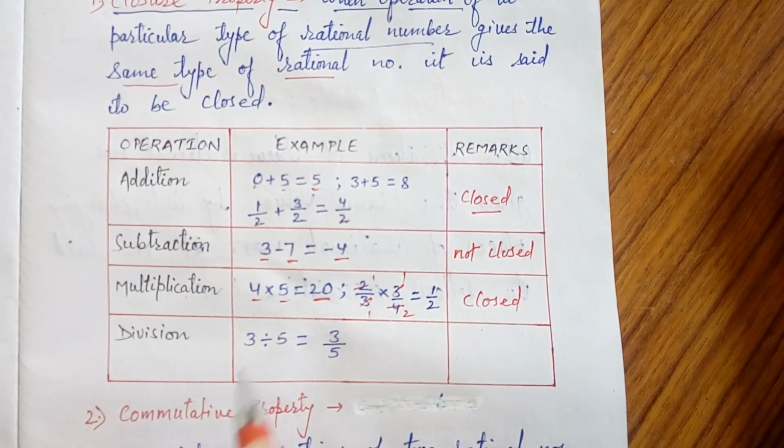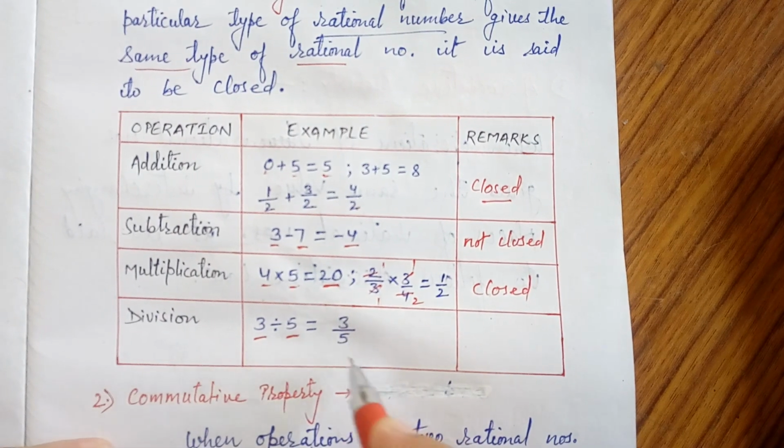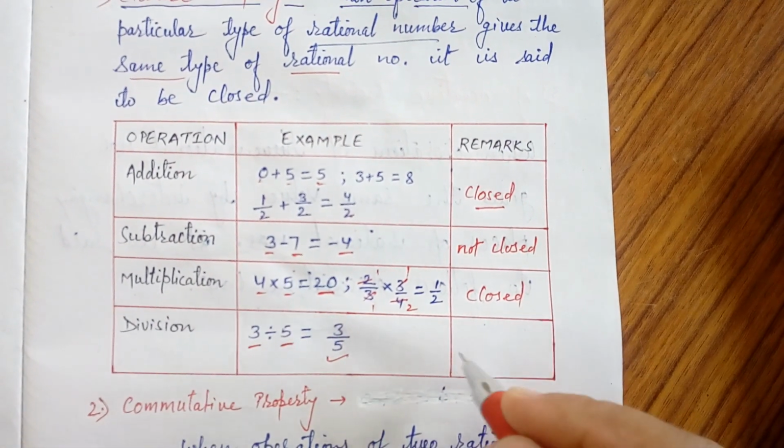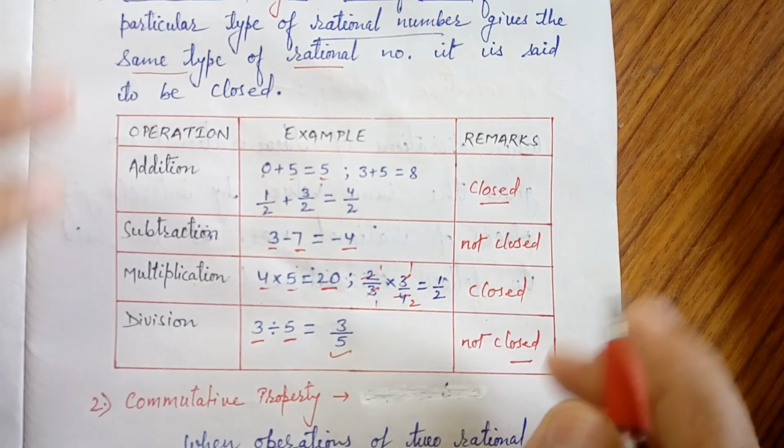Now in the case of division, 3 and 5 are natural number or whole number. When divided, it is giving a fraction, so it is not closed. This is all about closure property.